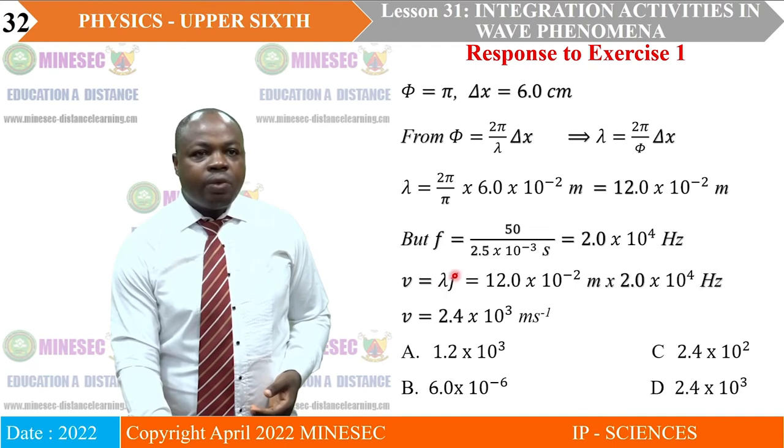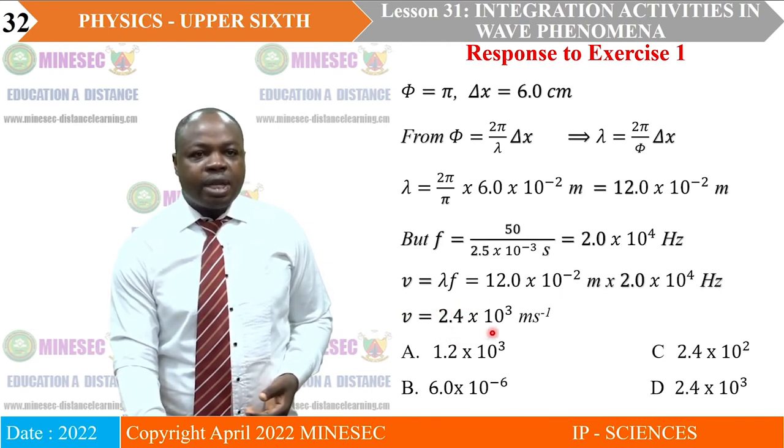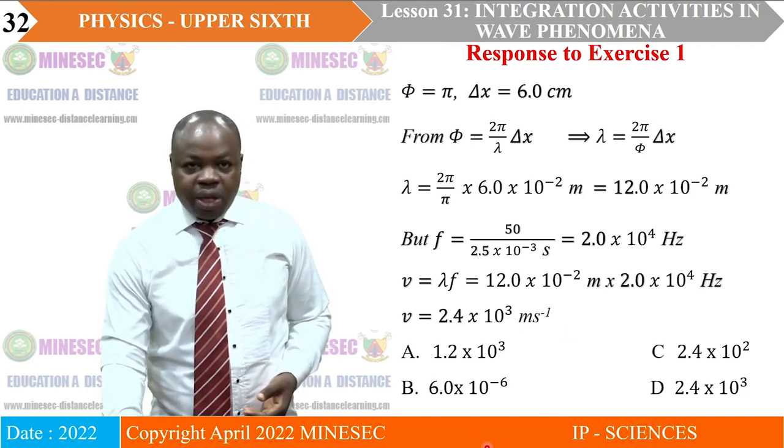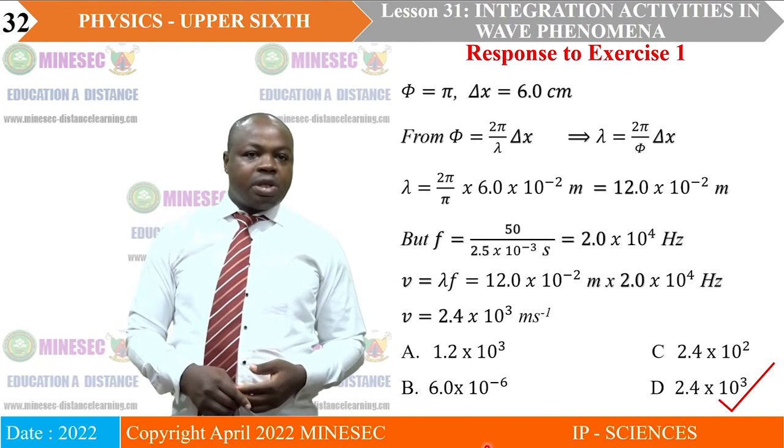And now, we have the frequency and the wavelength. We can calculate the speed from it as lambda f, which gives us 2.4 times 10 to the 3 meters per second. And of course, what should be the correct choice? The correct choice should be D.